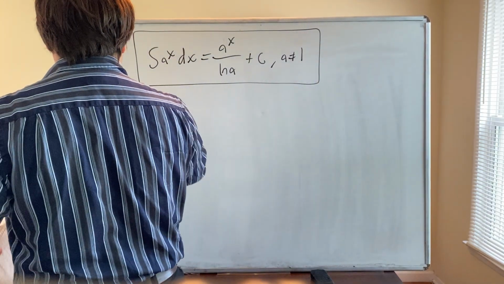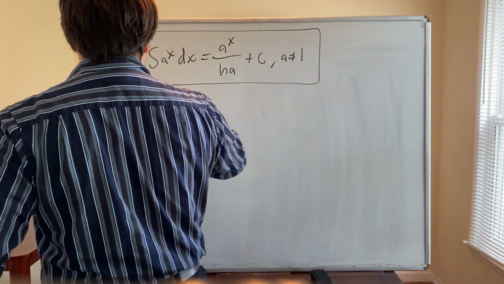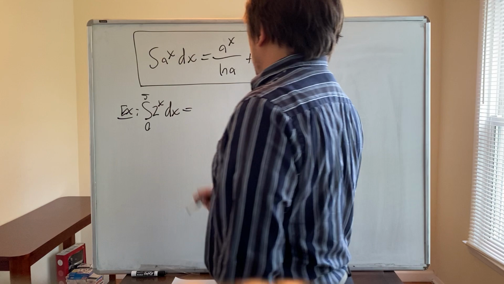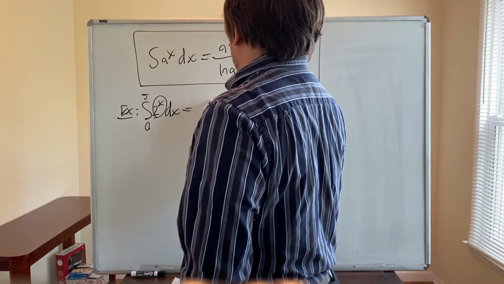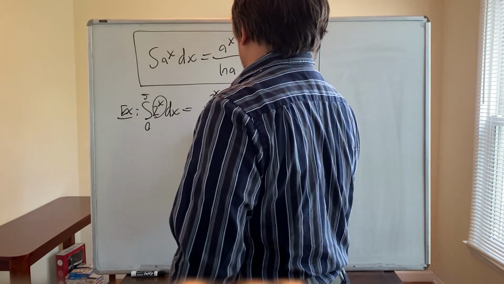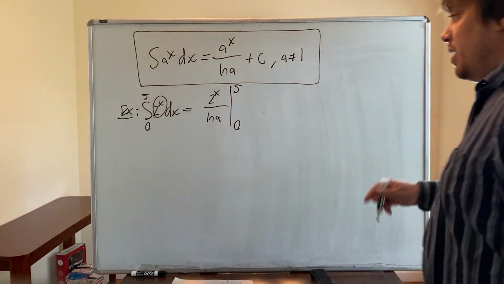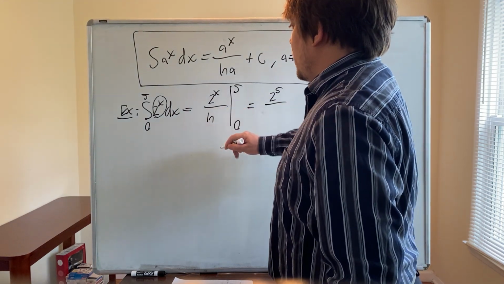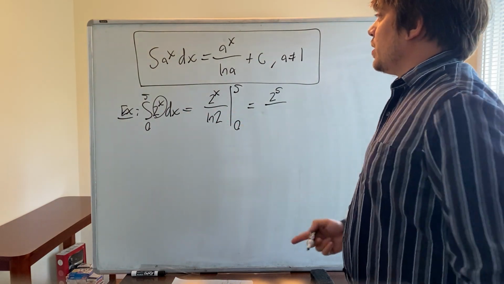Okay, so an example. The definite integral from 0 to 5 of 2 to the x dx. Well, applying this formula, but now using a definite integral, we get an antiderivative of 2 to the x is 2 to the x over ln of 2. Now evaluate it from the lower limit 0 to the upper limit 5. And that's equal to 2 to the 5th over ln of 2. A is 2 here.